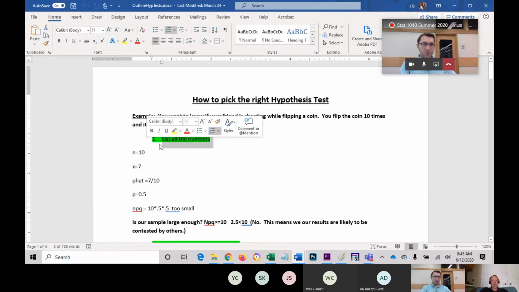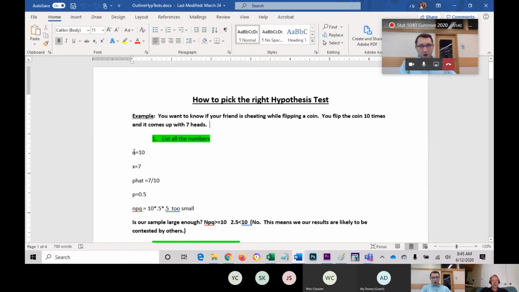Step number 1, I want you to list all the numbers from the problem. So we've been kind of doing that, the n's, the x's, the p's, the p-hats, the mu's, everything like that, okay? Also I want you to check and say, is our sample size large enough as part of this? Okay, so I'm going to review this example in a minute.